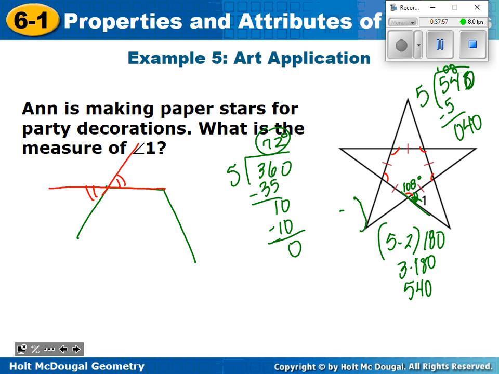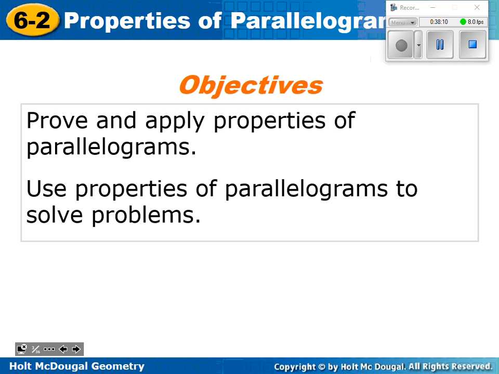Everybody good? Okay, let's shift to 6-2. And this is where we actually start talking about one of our special quadrilaterals. And this is where the rest of chapter 6 is focusing on only quadrilaterals. Okay, so 6-1 is any kind of polygon. Now we get to 6-2 and we just talk about the four-sided shape. So this section is all about the parallelogram. We're going to prove and apply properties of parallelograms, and we're going to use those properties to solve problems.